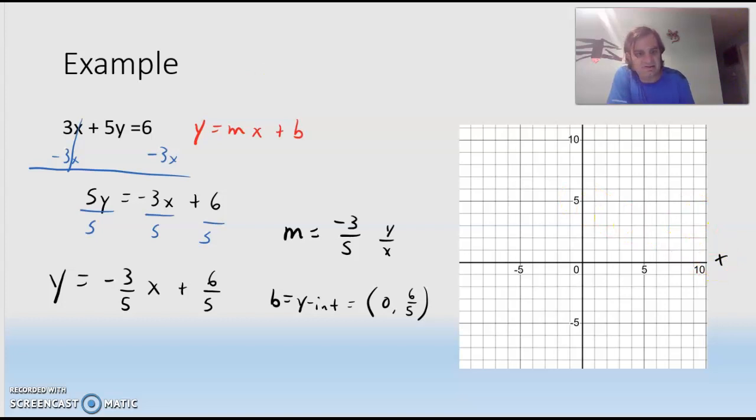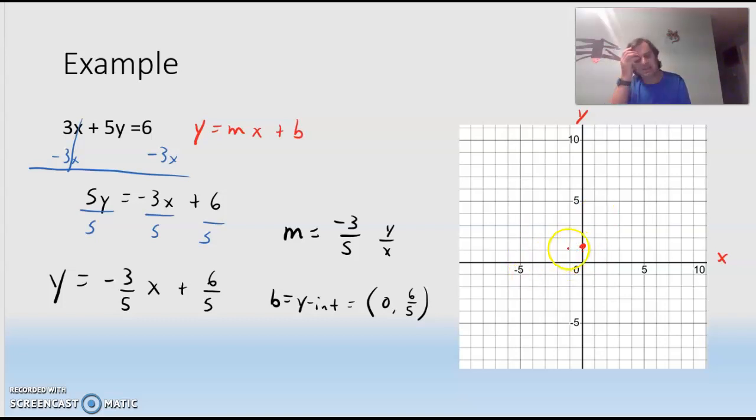Let me see, I made a little mess there. Excuse our eraser. There we go. So over here is my x-axis. Here's my y-axis. So the point I have, the y-intercept, is 6/5, just a little bit more than 1 on y. Okay, we're estimating that.